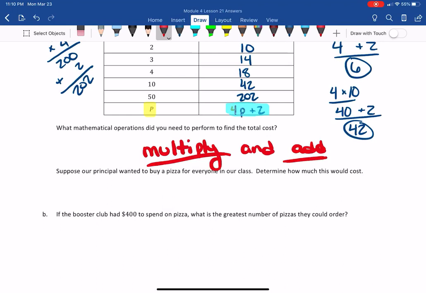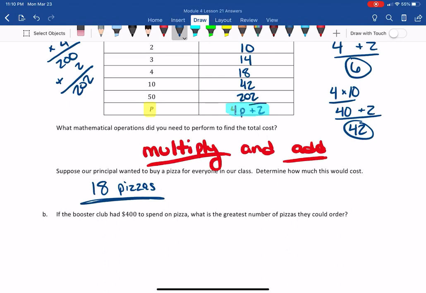So suppose our principal wanted to buy a pizza for everyone in our class. Determine how much this would cost. Well, obviously it depends on what class you're in. So let's just go first period. There's 18 kids, so my first period is 18 kids. So I'm going to order 18 pizzas. I want to know how much it costs.